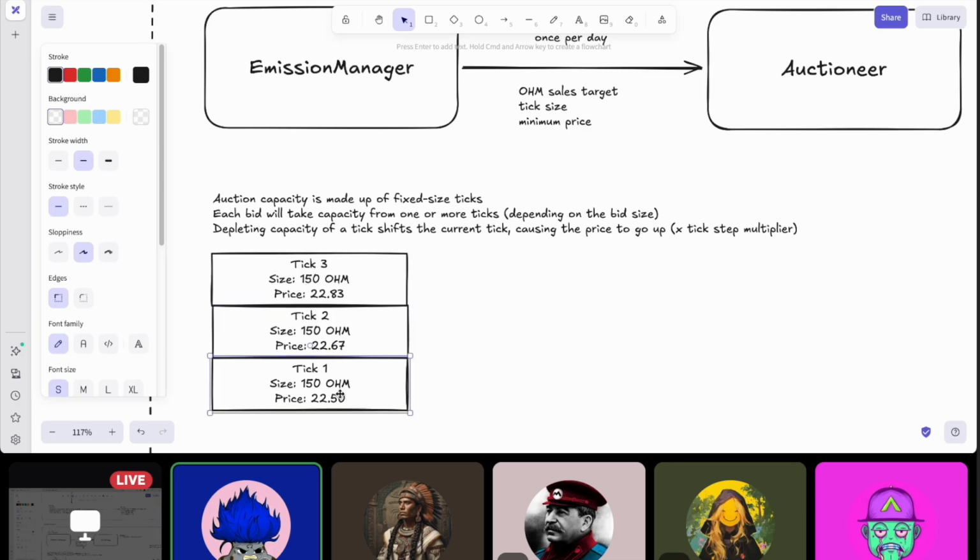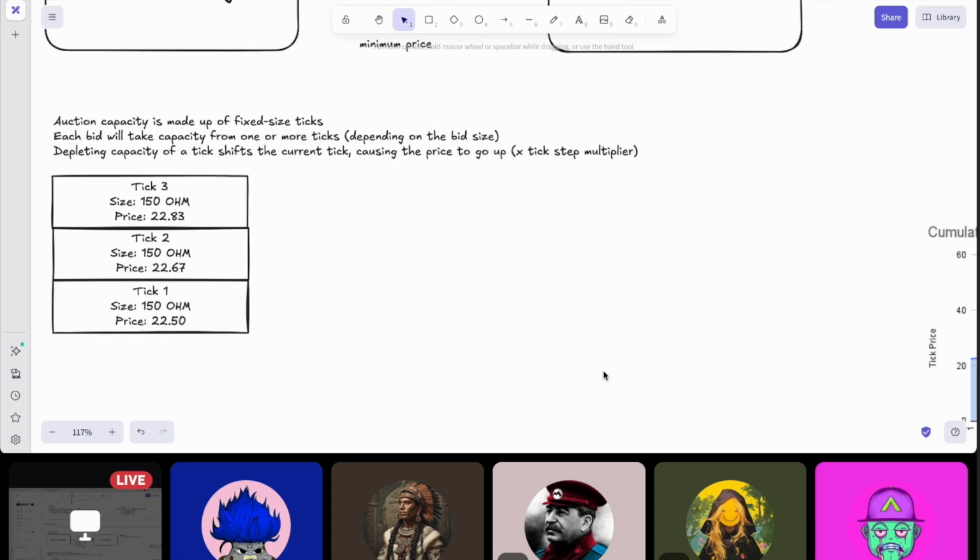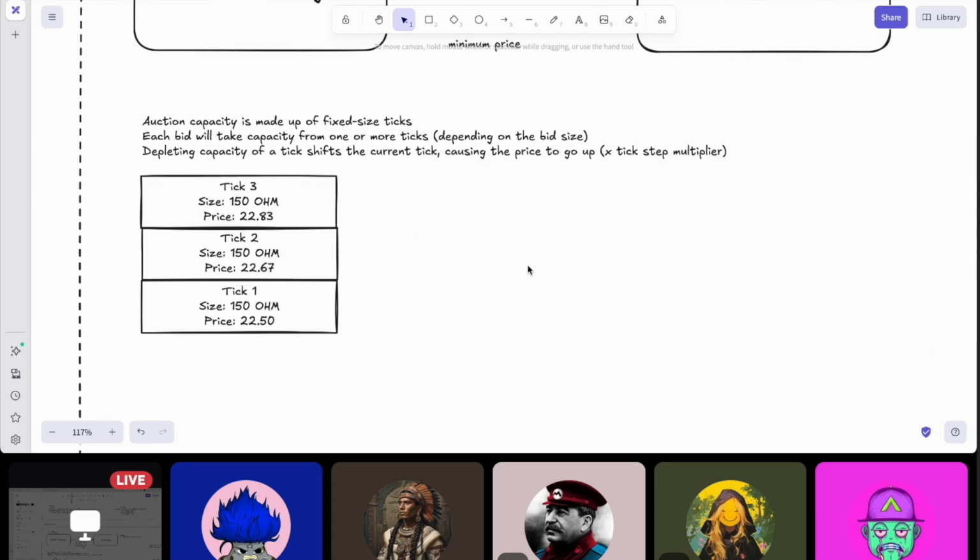The only difference is that as the tick number increases, the price also increases. So in this case, there's the same multiplier being applied. So 22.5 times, I think this might be a 0.75% increase between ticks. And then 22.83 is 0.75% more than 22.67. That makes sense. Any questions about this, actually, while we're at it?